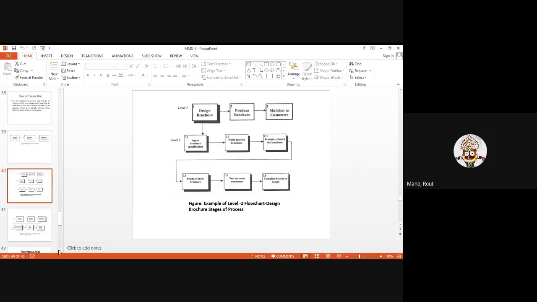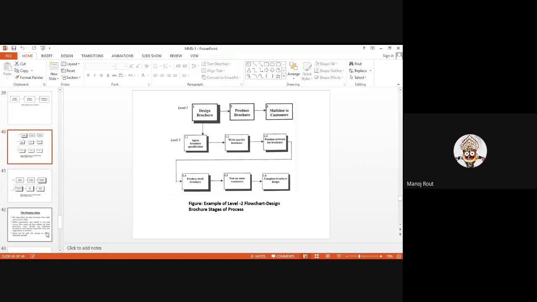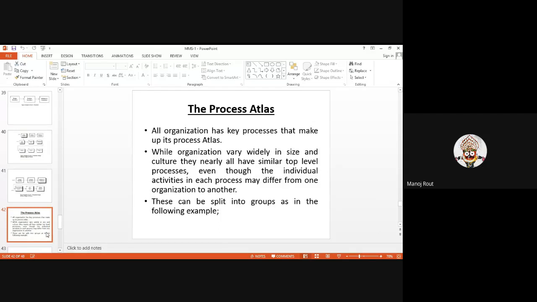The next one is your process atlas. So in case of this particular brochure, the process atlas plays a vital role. All organizations have key processes that make up its process atlas. While organizations vary widely in size and culture, they nearly all have similar top level processes, even though the individual activities in each process may differ from one organization to another. So these can be split into groups as in the following example.